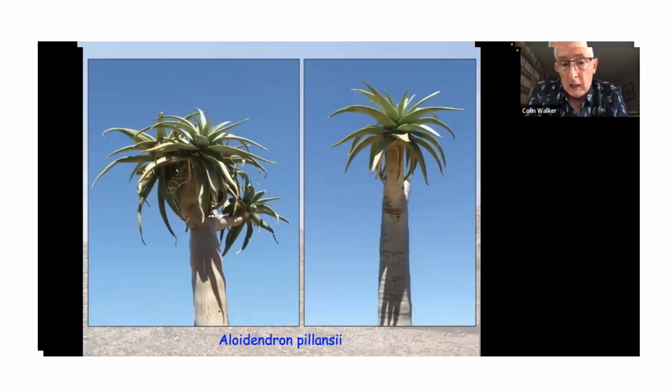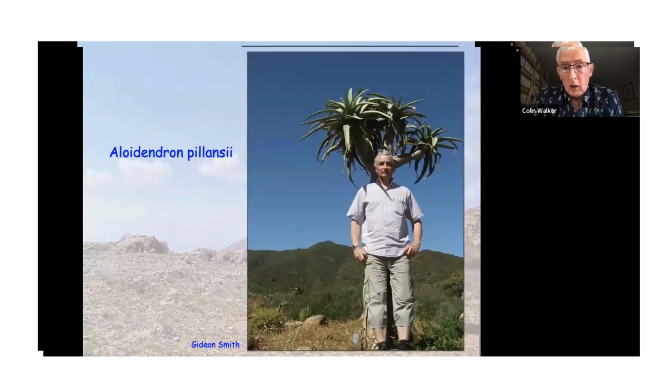Here it is in cultivation again at the Karoo Botanic Garden, so less densely branched than dichotomum, with longer, larger leaves. This is me at the Karoo Botanic Garden, with a backdrop of Aloidendron pillansii, taken by my friend Gideon Smith.